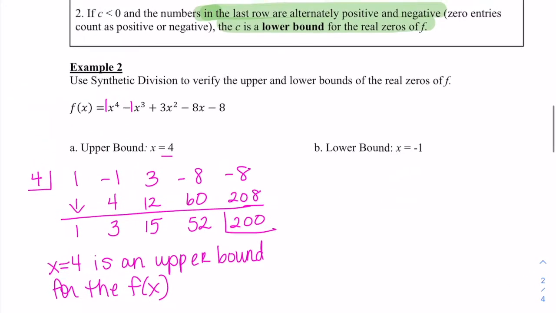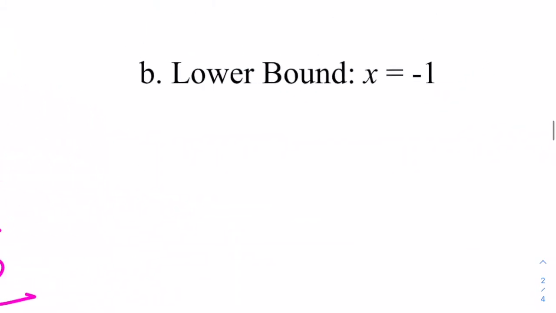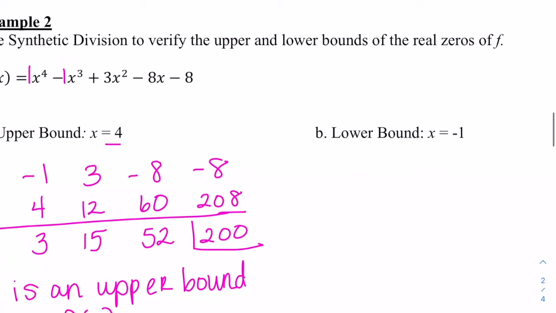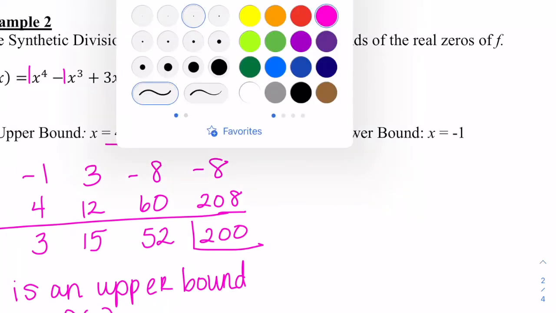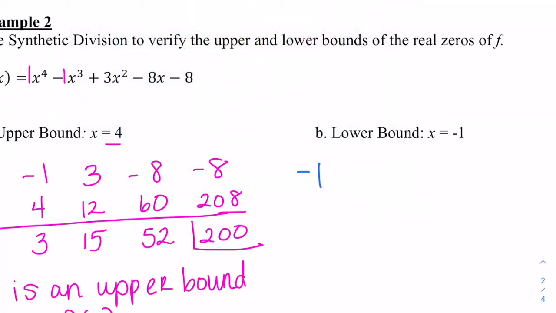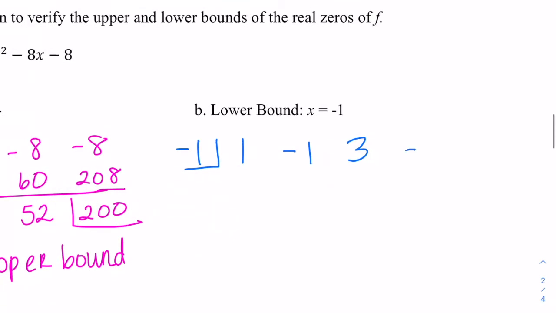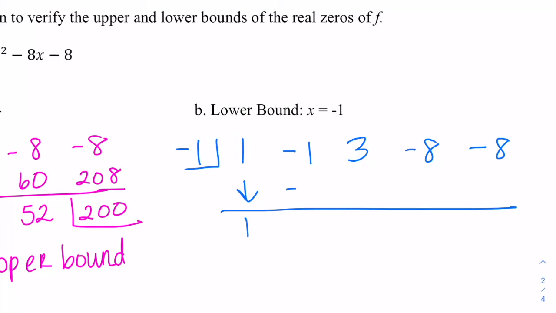Now let's look at a lower bound. And we're going to see, is -1 a lower bound for this function? So -1 will be my k. The coefficients are 1, -1, 3, -8, and -8. I'm going to bring down the 1, -1, which is -2, 2, so that's 5, -5, that'll be -13, and 13, 5.